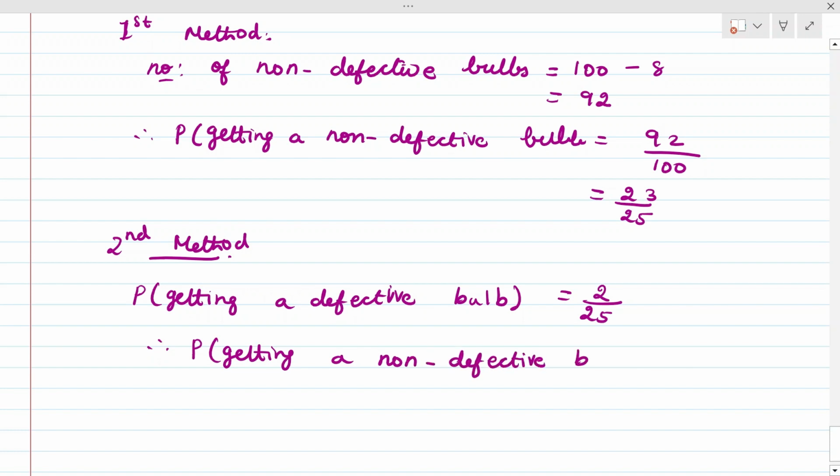Because here there is no third case, you have only two cases. If you pick up a bulb, whether it will be a defective bulb or non-defective, only two cases. So when you add up both, you will get 1. 1 is the maximum probability. So, 1 minus 2 divided by 25. So take LCM, 25 minus 2 divided by 25, which is equivalent to 23 by 25. That's all. In either method, same answer you will get, and any one method you can write in the exam. No need to write both methods. Any method if you write, it is correct only.